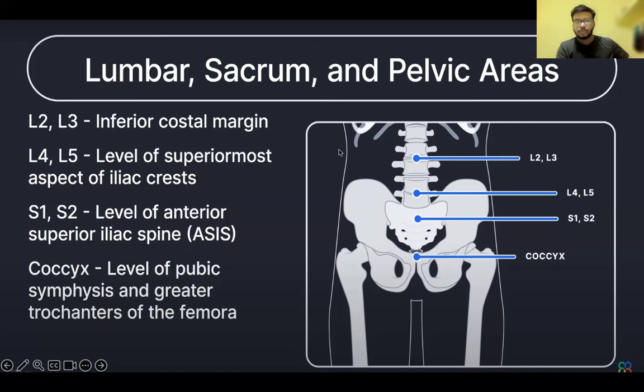So L2, L3, the level of the inferior costal margin. L4, L5, level of the iliac crest. S1, S2, anterior superior iliac spine. Coccyx at the level of the symphysis pubis. So these are the surface landmarks, the external indicators we have to consider.